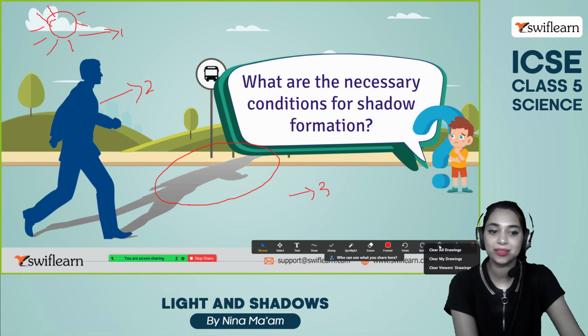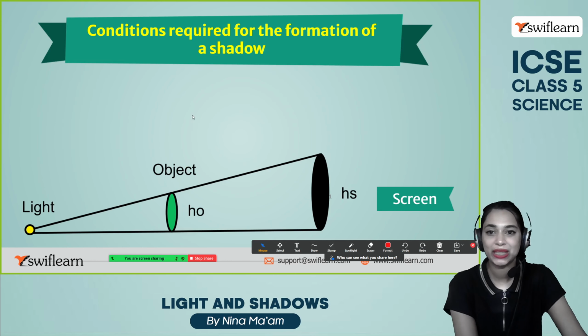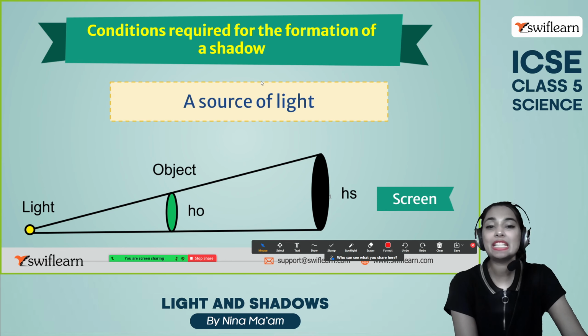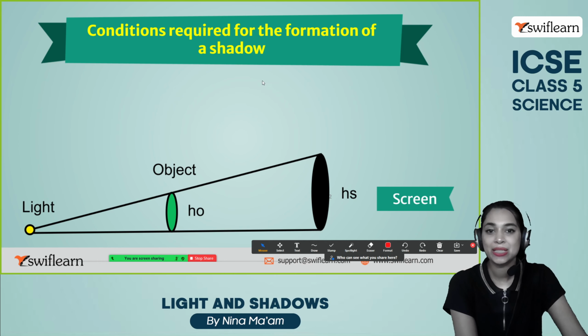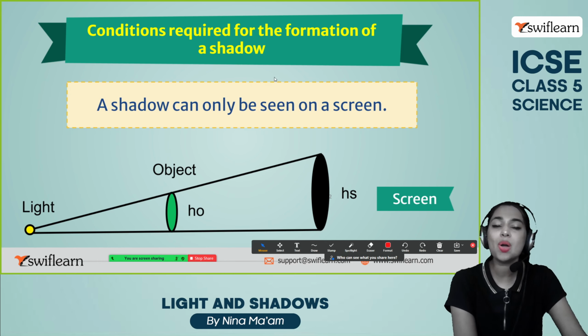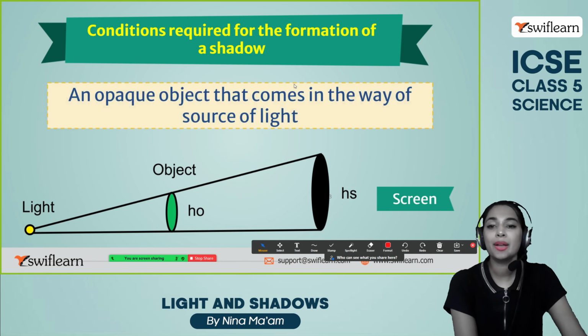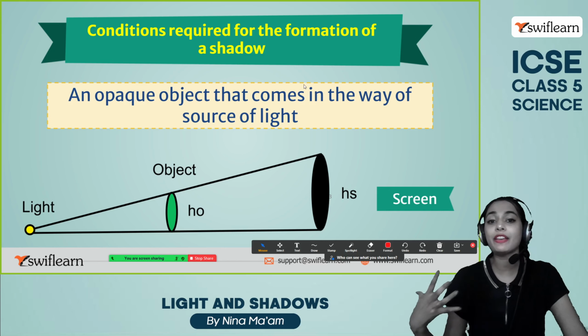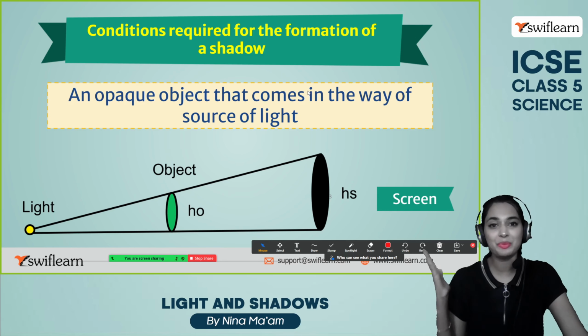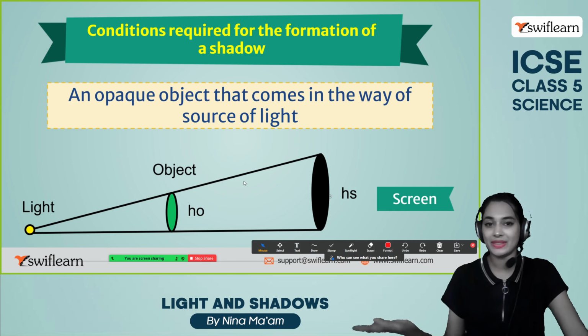Is it clear? Yes. So over here we need a source of light. That was the sun over there. We need a screen, as a shadow can only be seen on a screen. That was the road. And an opaque object that comes in the way of the source of light. That was the person in the previous slide.